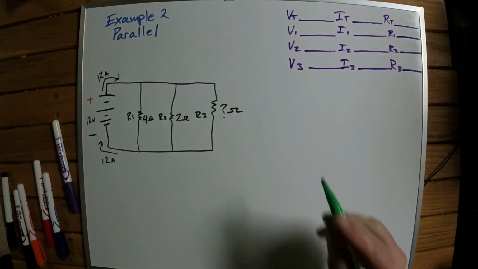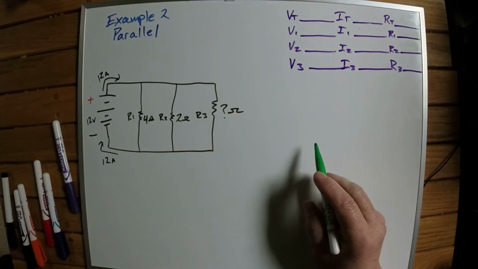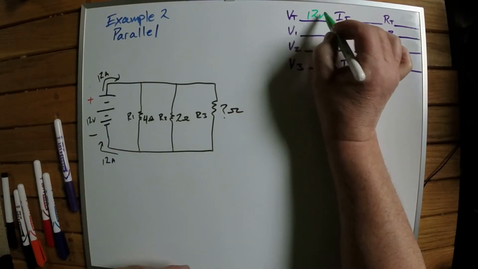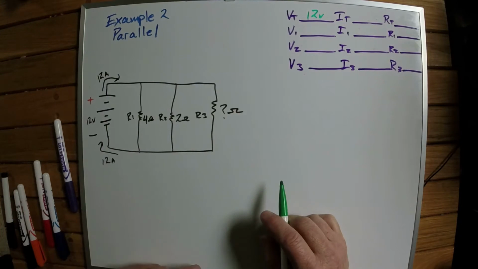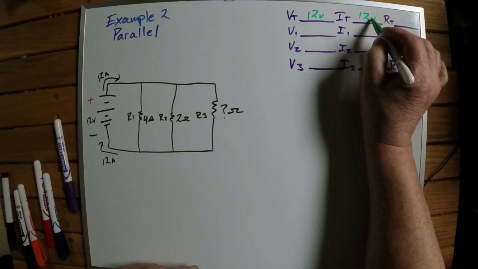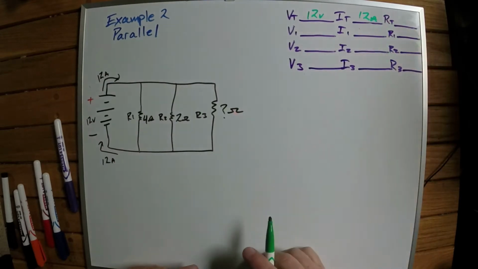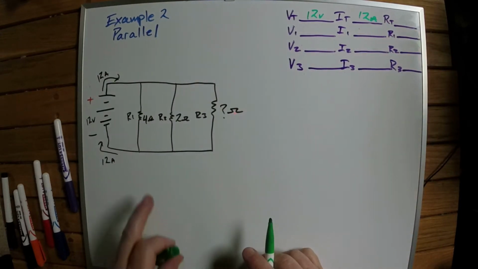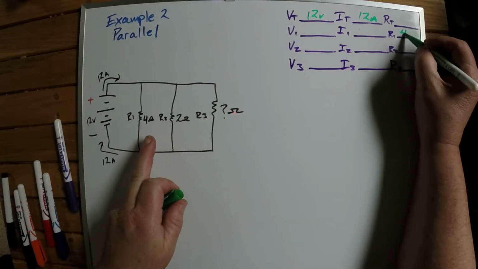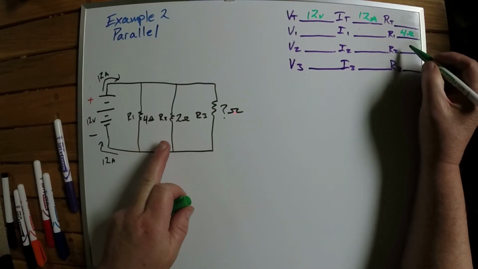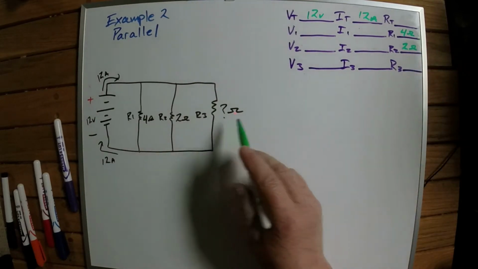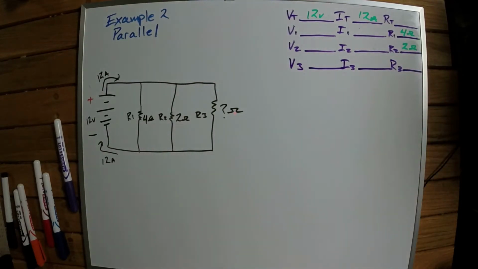So to do that, let's go ahead and fill in our known values over here. We know our voltage total is 12, and we know what our amperage total is, which is 12 amps. And we know what 2 of our resistors are. Resistor number 1 is 4 ohms, and resistor number 2 is 2 ohms. And we're looking for the resistance in number 3.